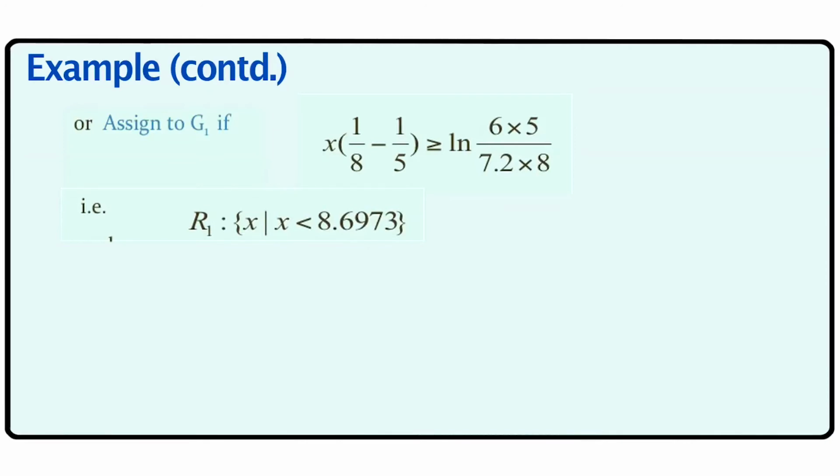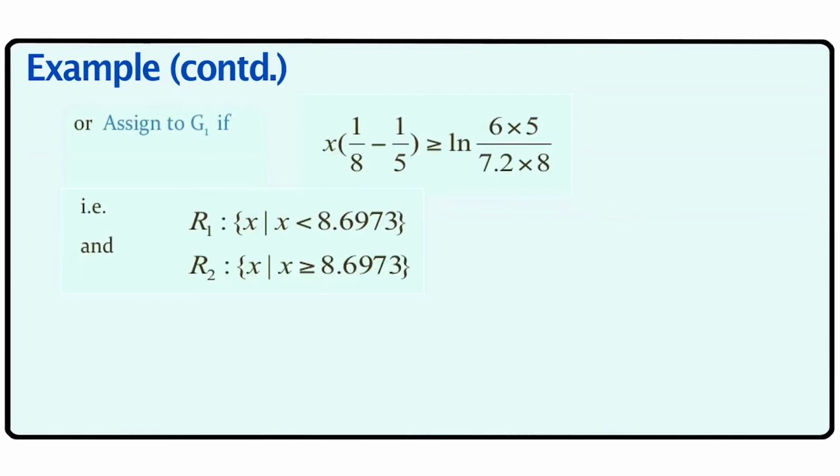and this on simplification gives R1 as x such that x is less than 8.6973. Obviously R2 would be x such that x is greater than or equal to 8.6973.